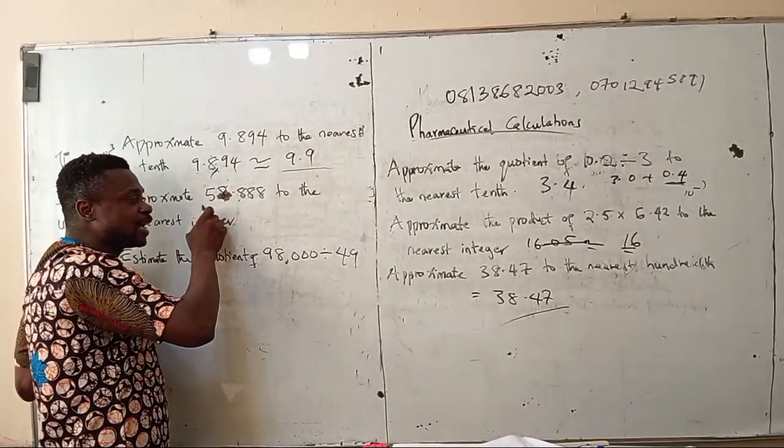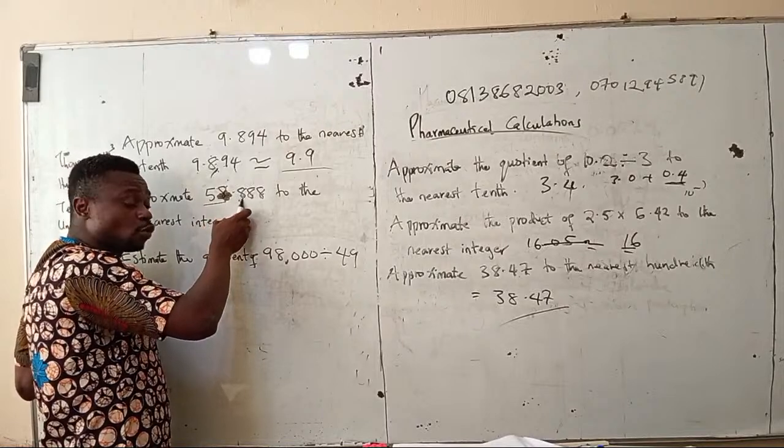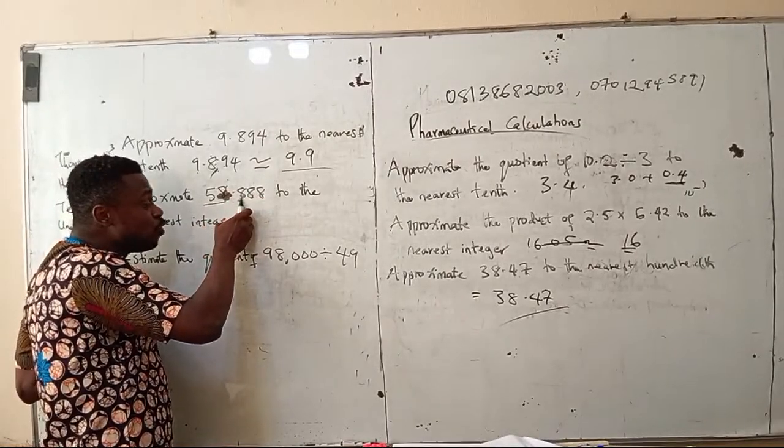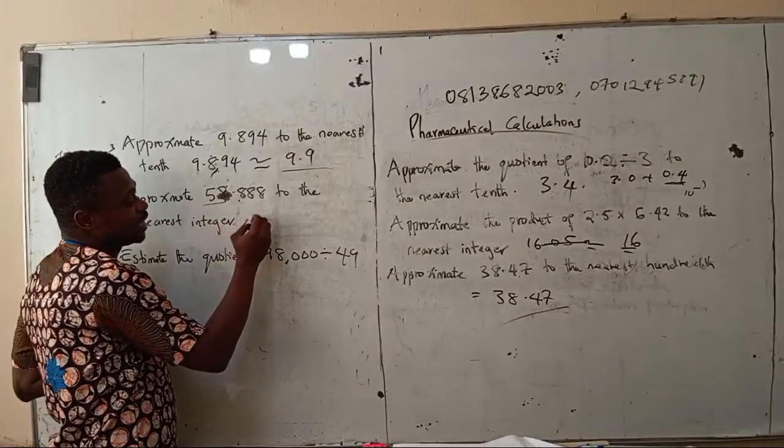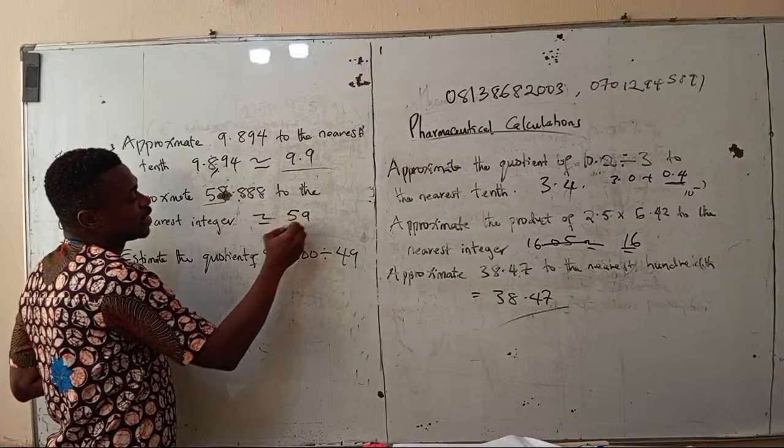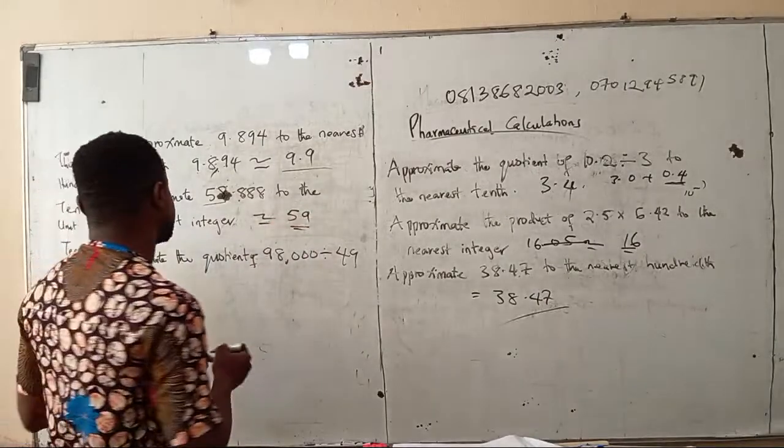We are stopping at the nearest integer. So we move this one away again, take 1 there and add it here. It becomes 59. So the answer is 59. To the nearest integer, the answer is 59.